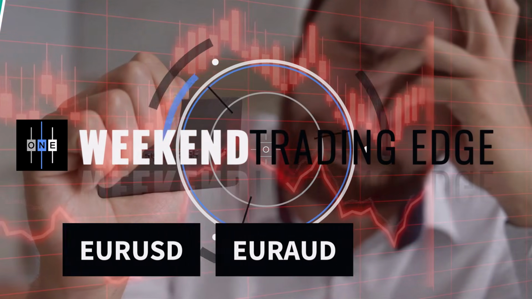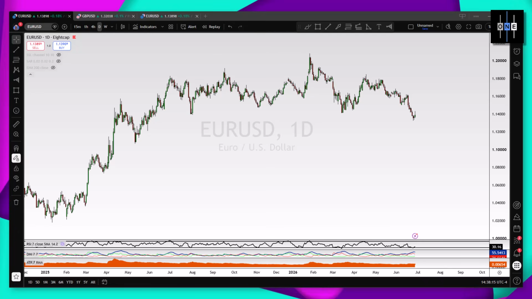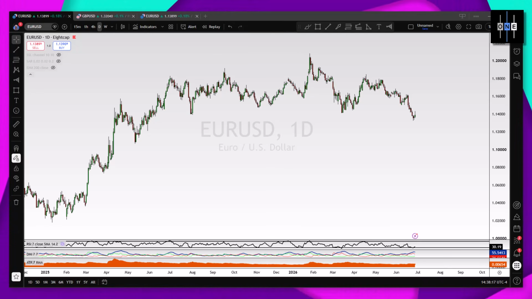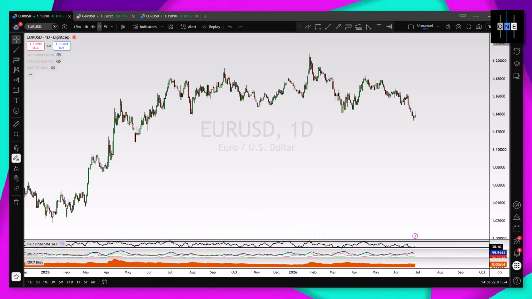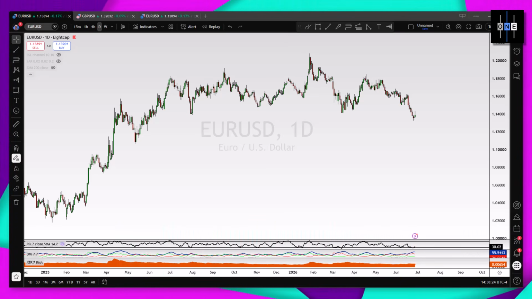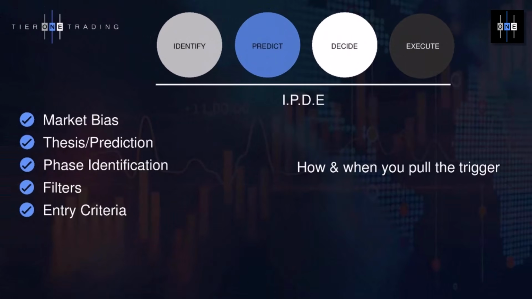Two trading opportunities to take a look at this week, so we're going to spend a little bit more time than usual on them and take you through my entire thought process. Let's start here on the Euro Dollar Daily, and as always, when I perform technical analysis, I want to start with my very consistent four-step process, IPDE: identify, predict, decide, execute.